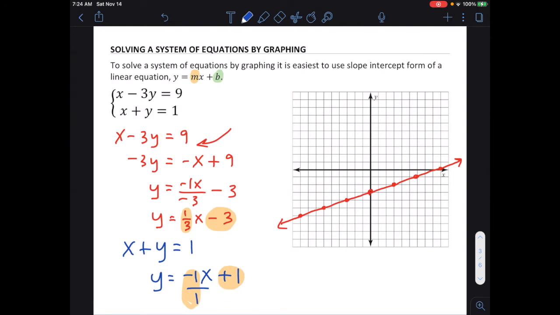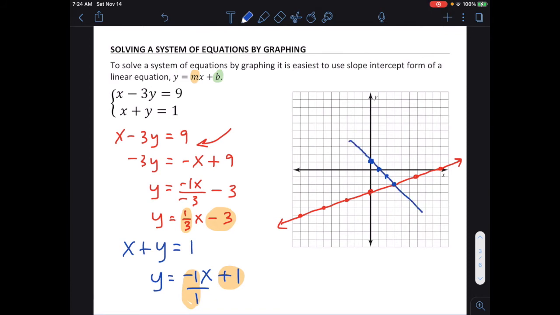And then we're going to go ahead and graph this. So we start at +1, and then our slope is telling us to go down 1 and over 1. So I'm going to make a bunch of points. And I can stop when I hit that first line I graphed. And this one was relatively simple because it was pretty quick.